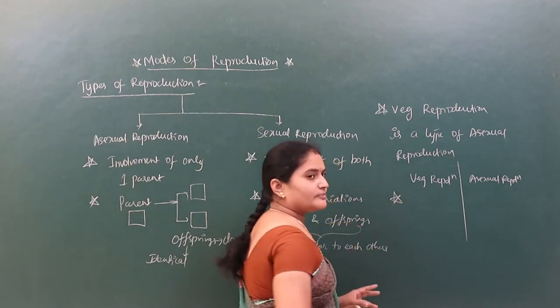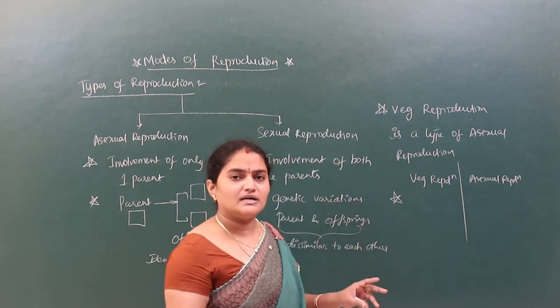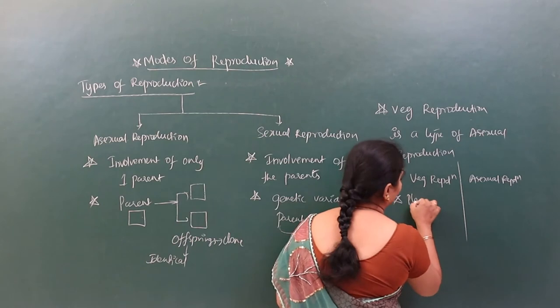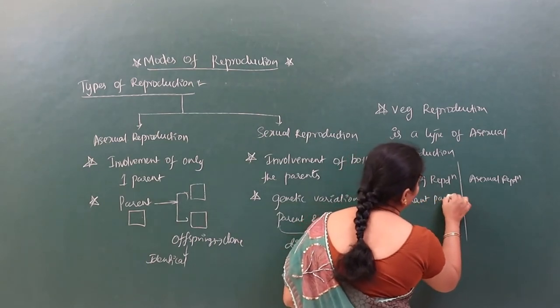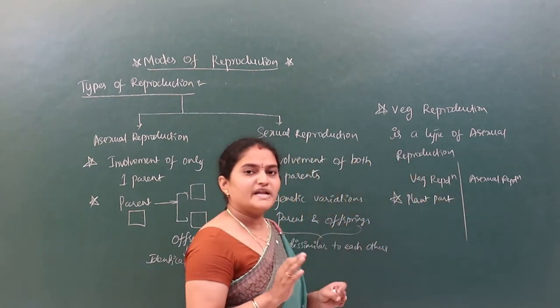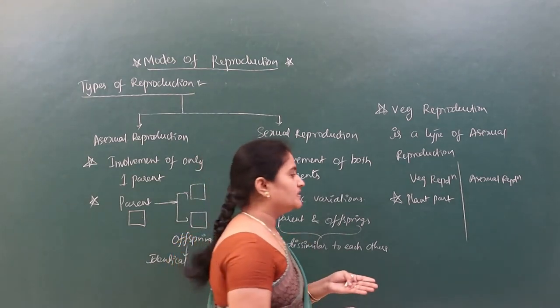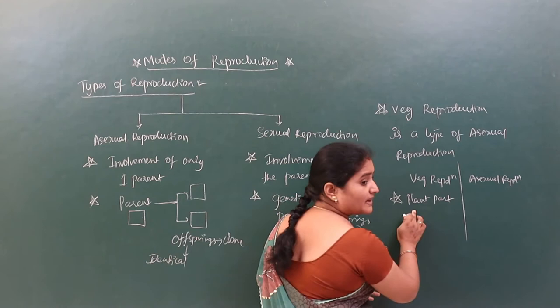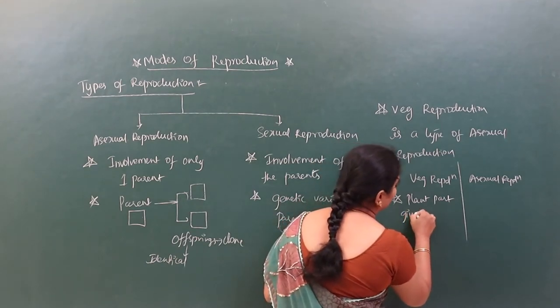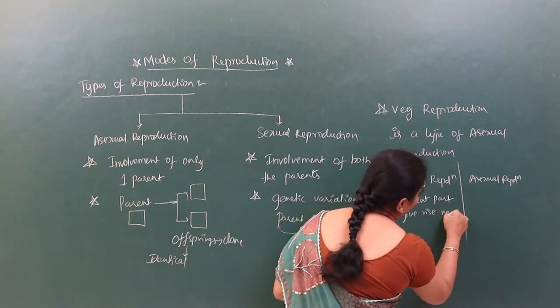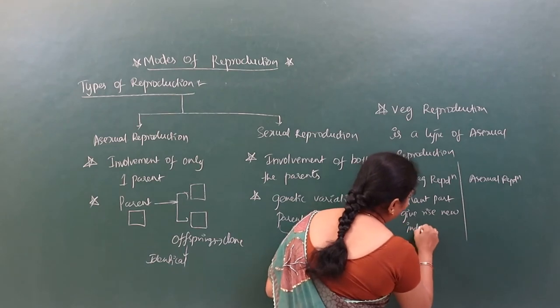In vegetative reproduction, the plant part will undergo detachment or fragmentation. It will be cut from the plant body, so a part of the plant body gives rise to a new individual.